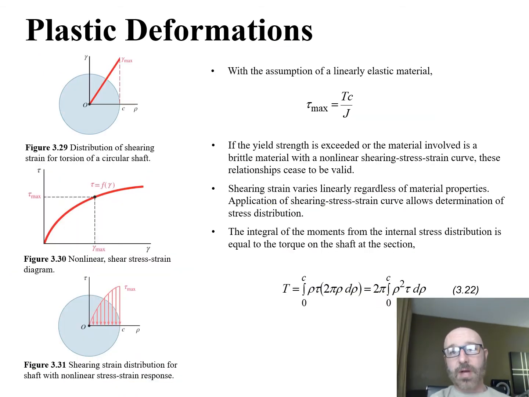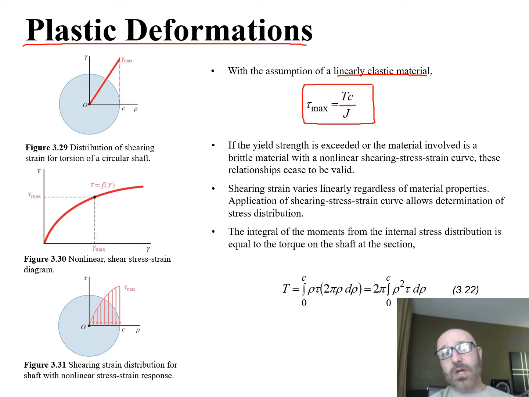Next I want to take a look at plastic deformations. As we're looking at these, we've been assuming a linearly elastic material. If that's the case, we can go back to the relationship that tau max is equal to Tc over J. The thing to note, though, is if the yield strength is exceeded, which would take us out of the linear region, or the material involved is a brittle material with a nonlinear shearing stress strain curve, which we can see demonstrated in figure 3.30, then these relationships are no longer valid.